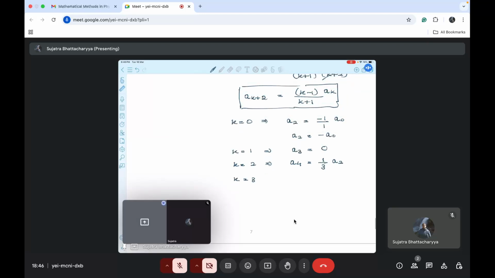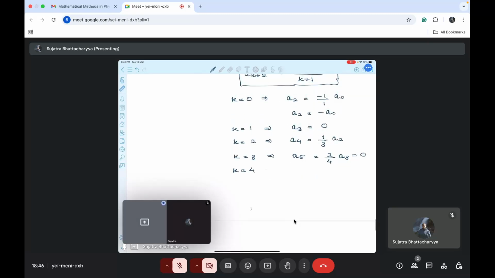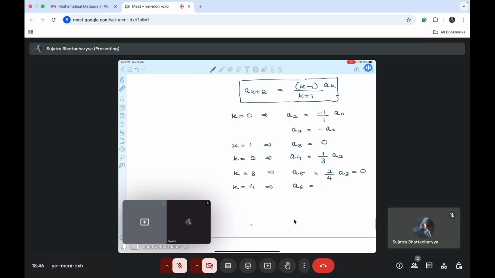K is equal to 3. That is A5, which is equal to 3 minus 1, which is 2, over 3 plus 1, which is 4, times A3. A3 is already 0, so it is 0. Okay, so let us do some more. K is equal to 4. So it will be A6, which will be 4 minus 1, which is 3, over 4 plus 1, which is 5, times A4. And A4 is already 1 by 3 A2, and A2 is minus A naught. So let us write this: 1 by 3 A2 can be written as minus 1 by 3 A naught.